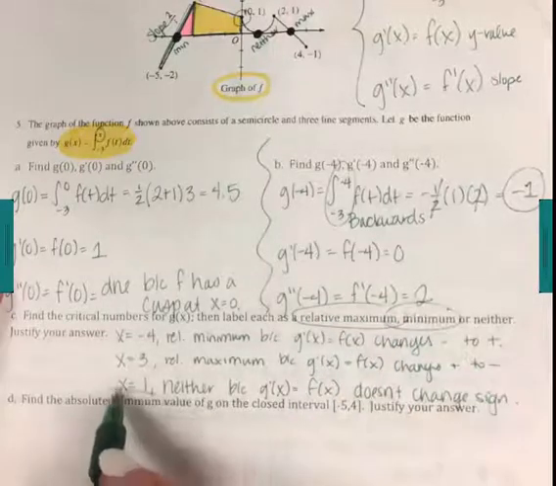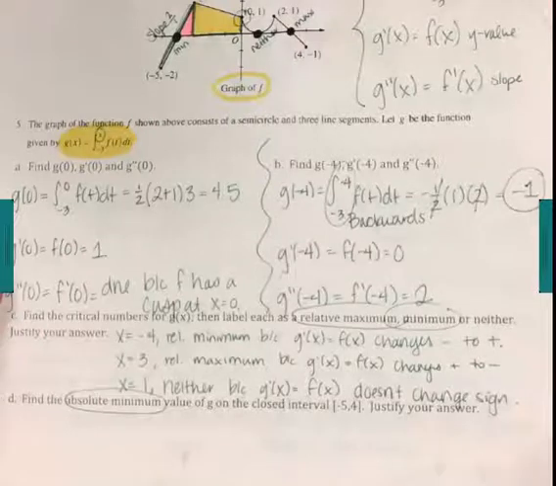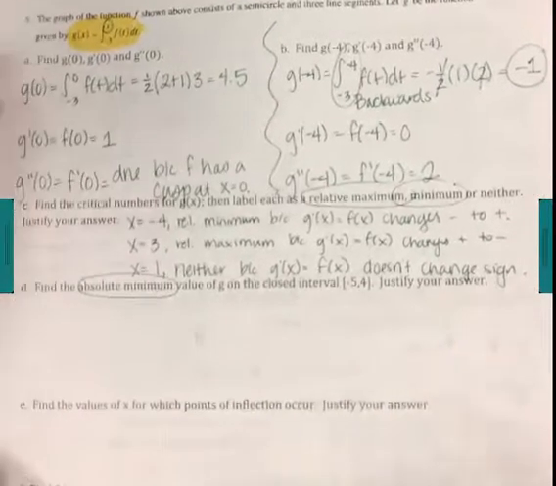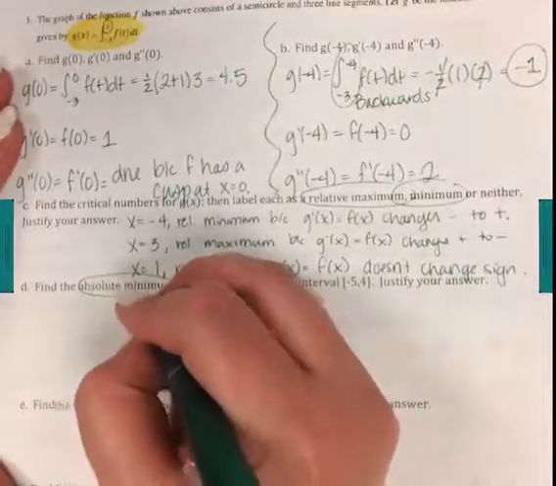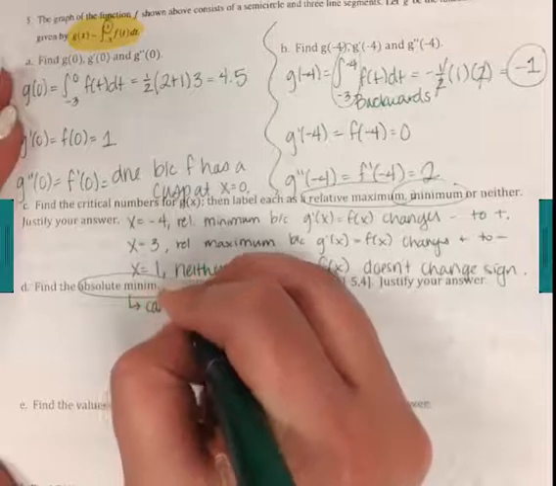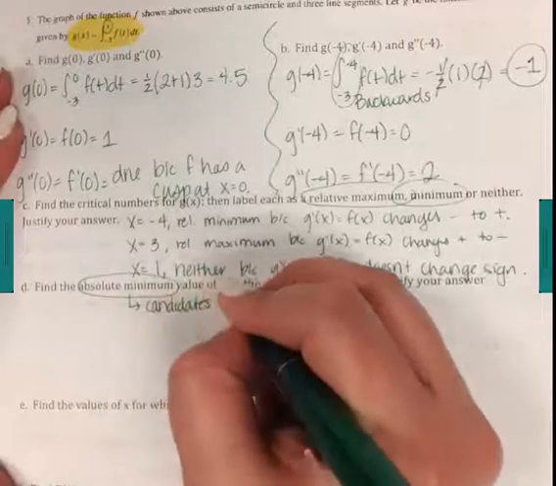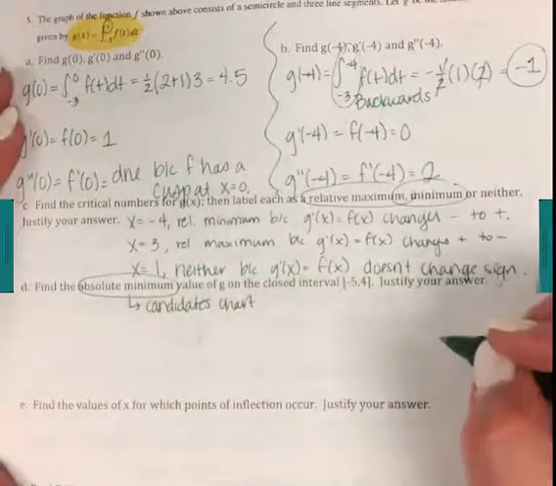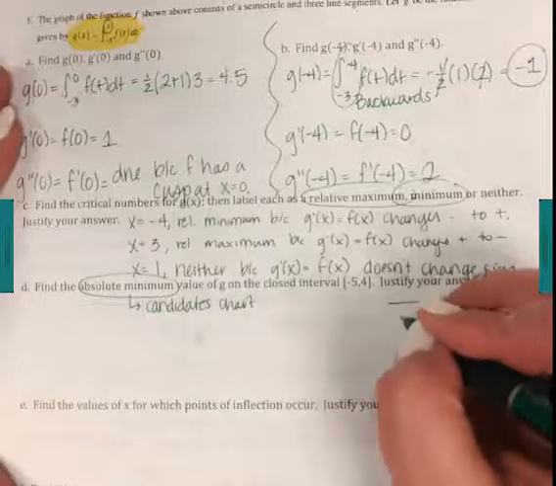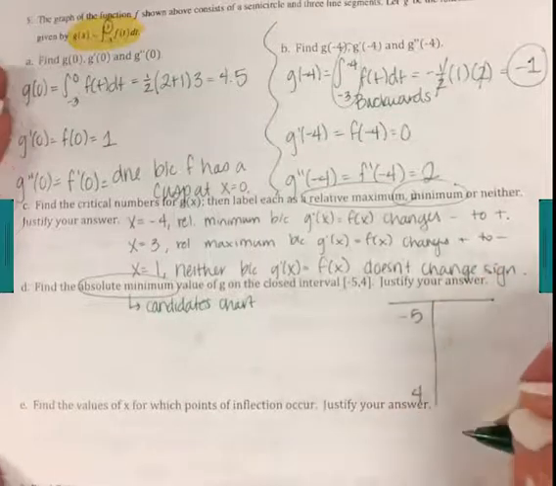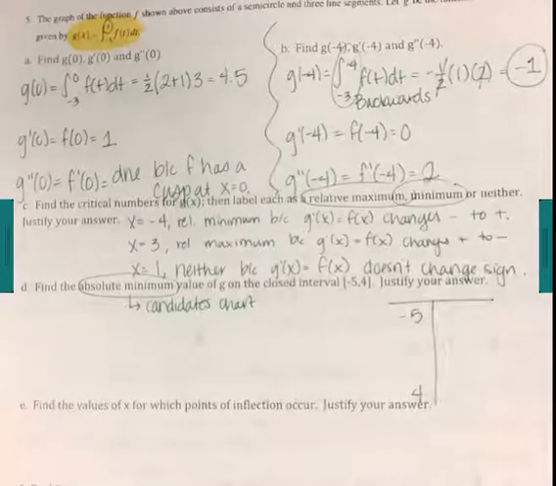What is an absolute minimum? What's the difference? Candidates chart, very good. If it's absolute, there can only be one, and you have to do a candidates chart. So, in my candidates chart, what goes in it? Endpoints, so negative 5 and 4. And then critical numbers that aren't neithers. If it's a neither, I can skip it.